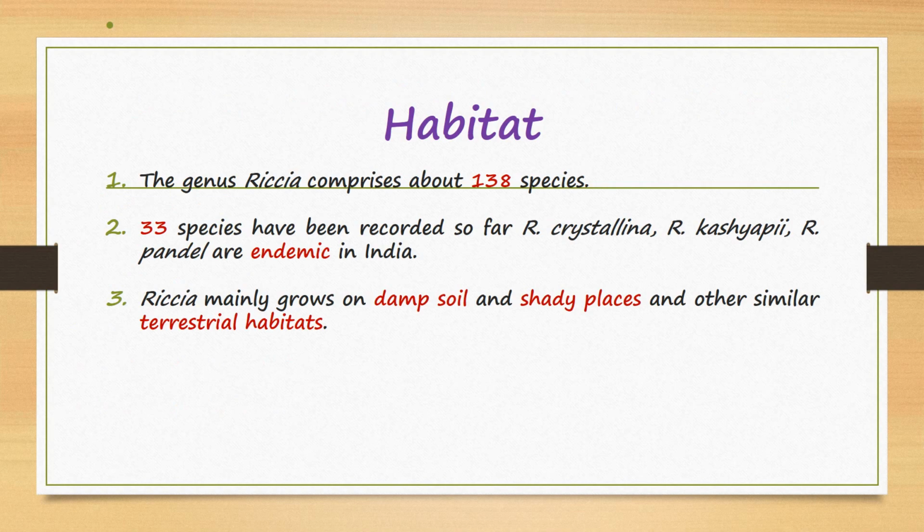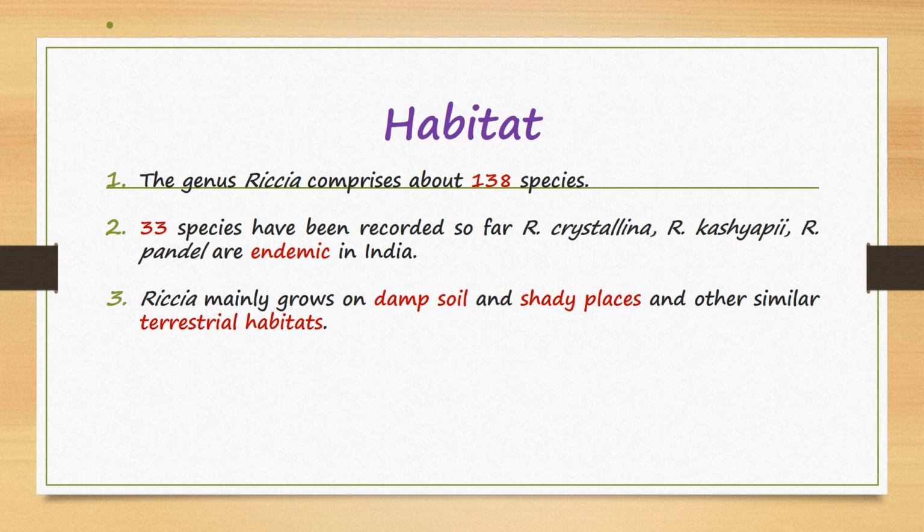Coming to the habitat of Riccia. The genus Riccia comprises about 138 species which are cosmopolitan and widely distributed both in tropical and temperate regions of the earth. With the exception of single aquatic species Riccia fluitans, all the other species are terrestrial in nature. About 28 species of Riccia have been reported from different parts of India.